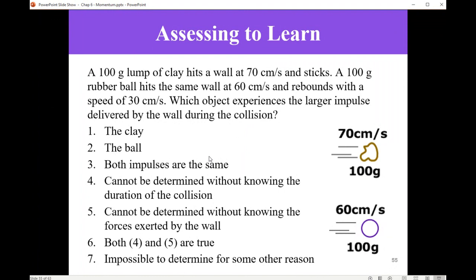So you have to take the initial momentum and the final momentum. The change is equal to final minus initial. So for the rubber ball, it would be 30 minus 60, right? So the change would be 30 m plus 60 m, so it's 90 m, where m is the mass, while for the clay it is just 70 m. So naturally the ball will have the greatest change in momentum and therefore the larger impulse.